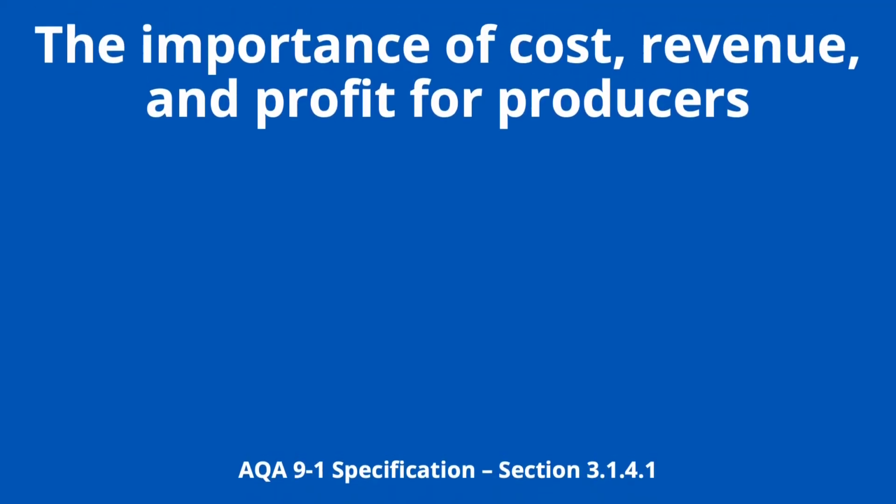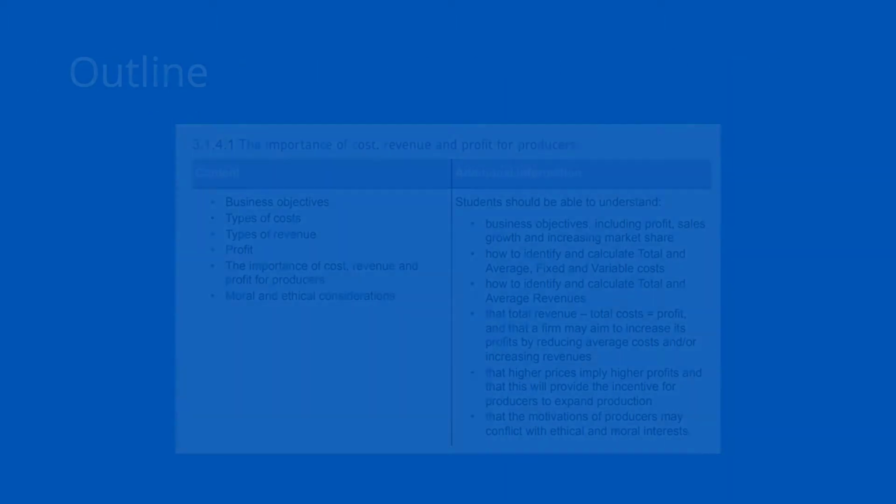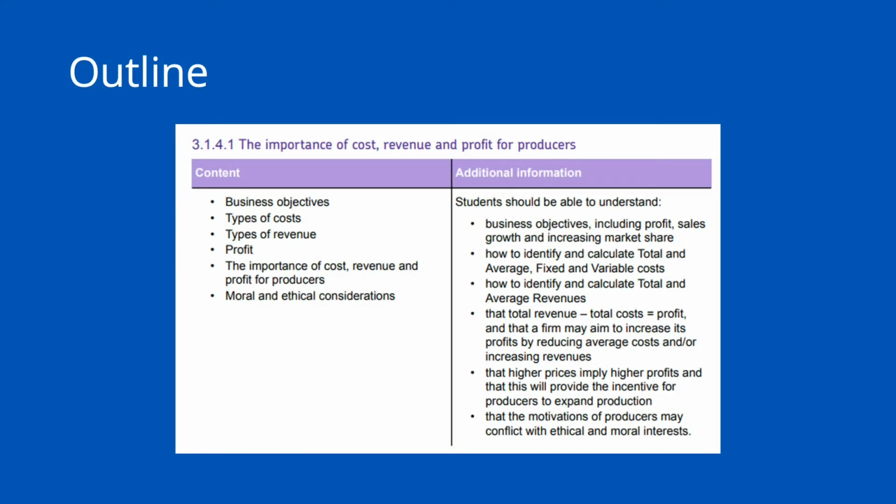In this video we'll be looking at the importance of cost, revenue and profit for producers. So we're going to examine different business objectives firms may have, profit maximization being one of them. Then we'll work through some cost, revenue and profit calculations. Finally, we'll explore why some business objectives may conflict with ethical and moral interests.